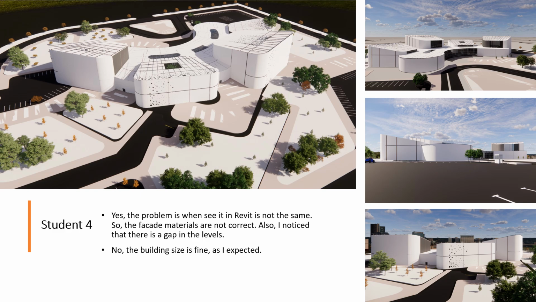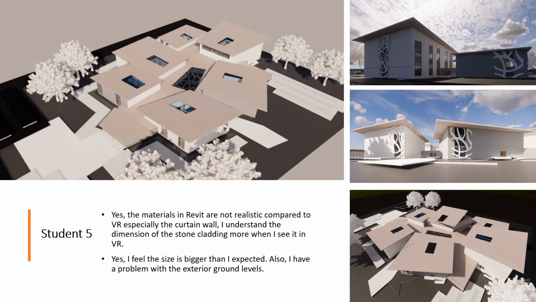Student 4: Yes, the problem is when I see it in Revit, it's not the same. For example, the facade materials are not correct also. The building size is fine as I expected. Student 5: Yes, the materials in Revit are not realistic compared to the VR, especially the curtain wall, for instance. Yes, I feel the size is bigger than I expected.